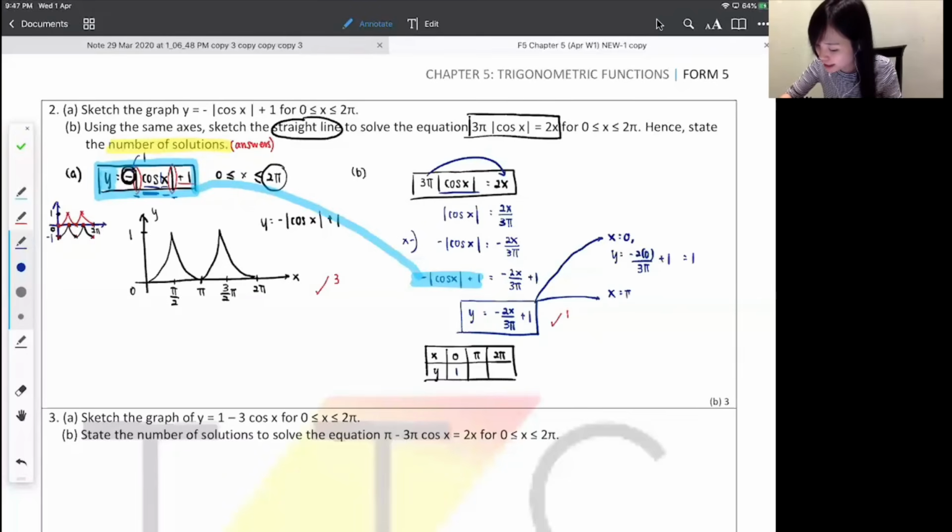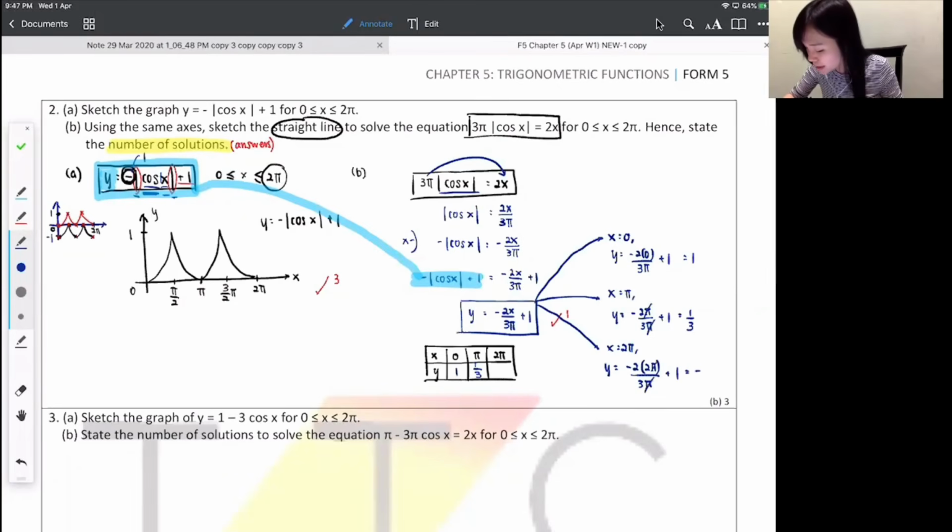If the x is pi, y equals to negative 2 pi over 3 pi plus 1. Don't ask me, teacher, how? I sub inside the straight line equation, okay? So pi and pi cut, I get 1 over 3. Next one, isn't it I can sub 2 pi? Isn't it y equals to negative 2 pi over 3 pi plus 1. Everything you can press calculator one actually, okay? I just manually do lah. So pi and pi cut, negative 4 over 3 plus 1, negative 1 over 3.